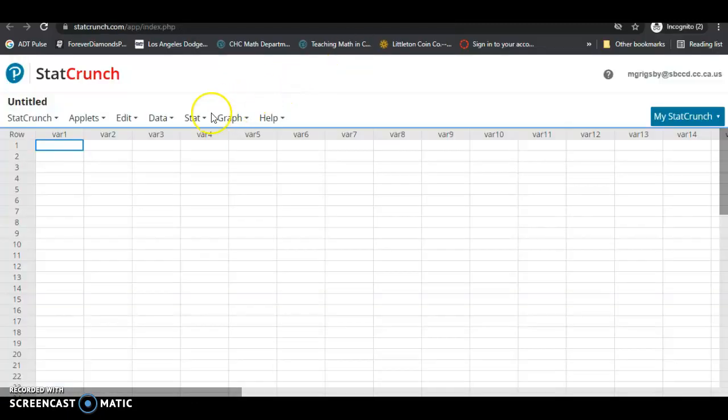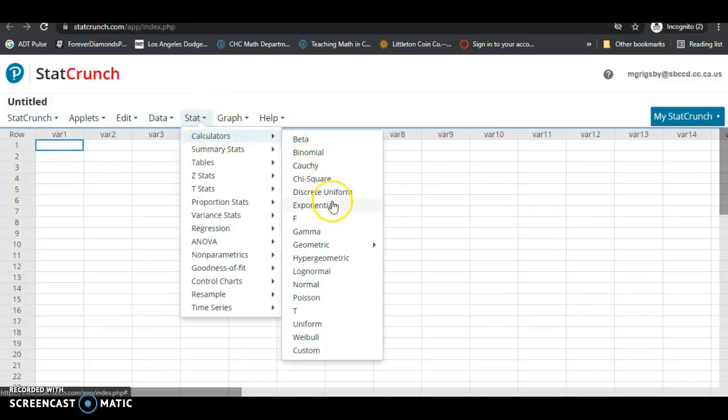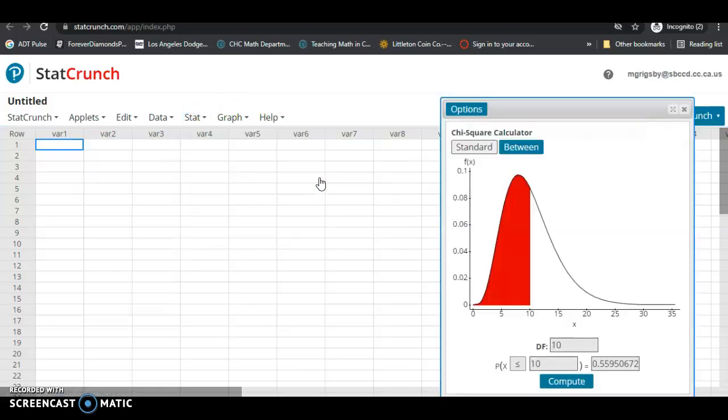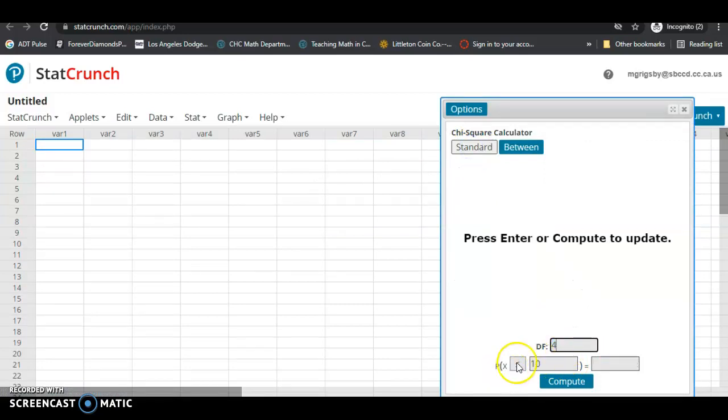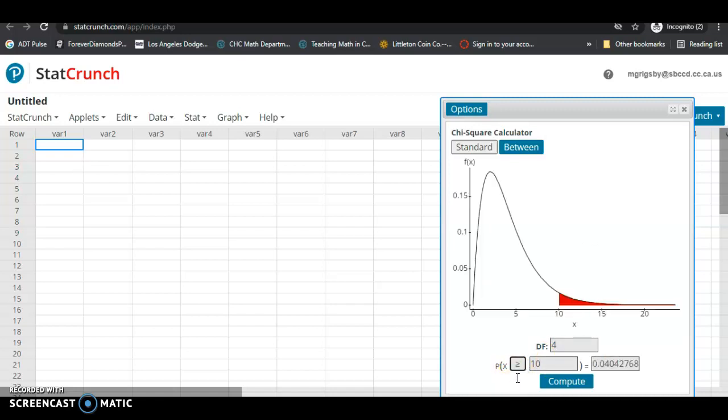So let's go to the chi-square distribution calculator in StatCrunch. Select standard. The degrees of freedom is 5 minus 1, which is equal to 4. Because this is a right tail test, we're going to select the greater than or equal to symbol. Notice how it points toward the right. The pointy end of that symbol is to the right. So this is a right tail test.